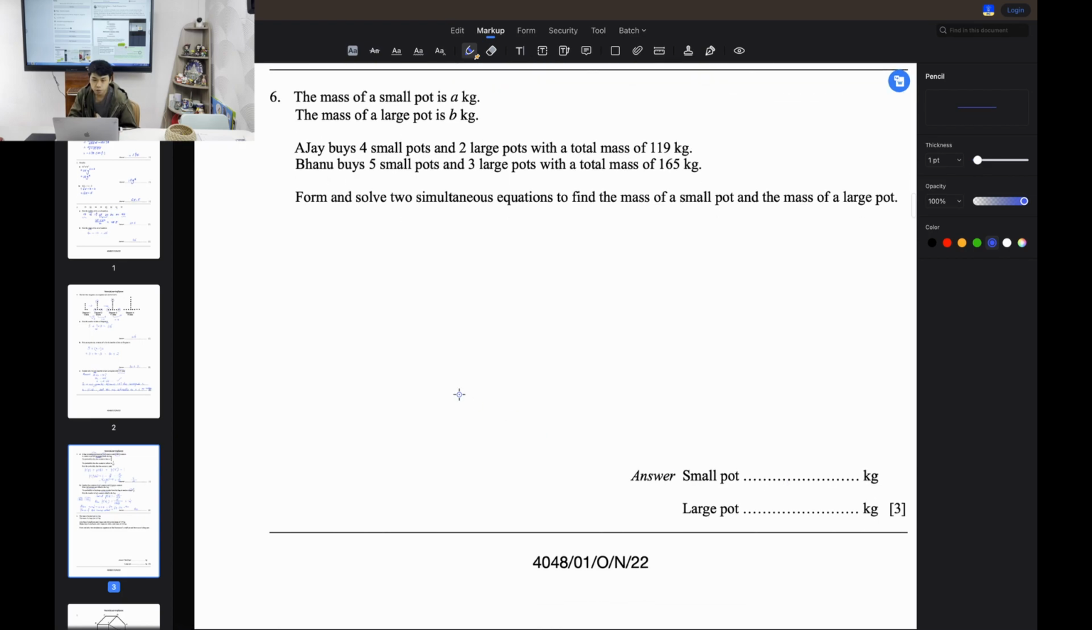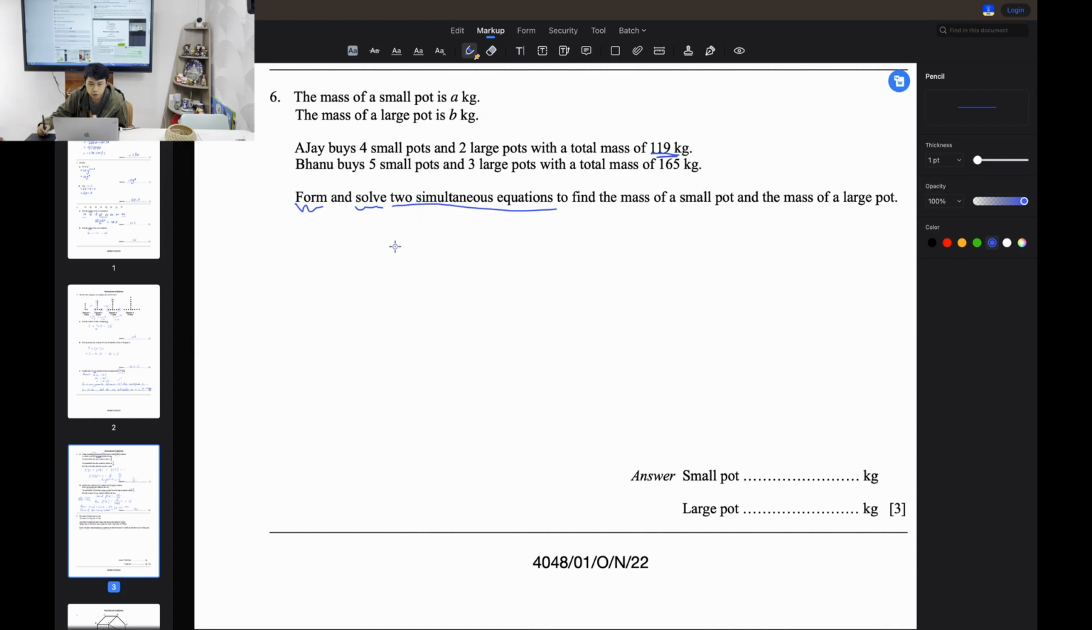Question 6 is simple algebra. The mass of a small pot is A kg. The mass of a large pot is B kg. AJ buys 4 small pots and 2 large pots with a total mass of 119 kg. Banu buys 5 small pots and 3 large pots with a total mass of 165 kg. Now the question says form and solve 2 simultaneous equations.